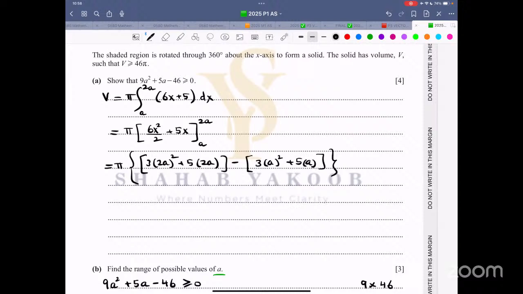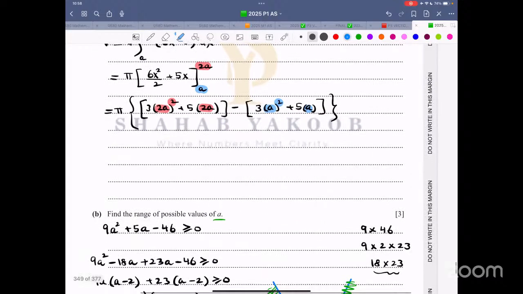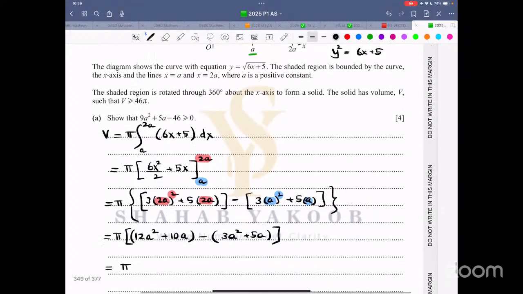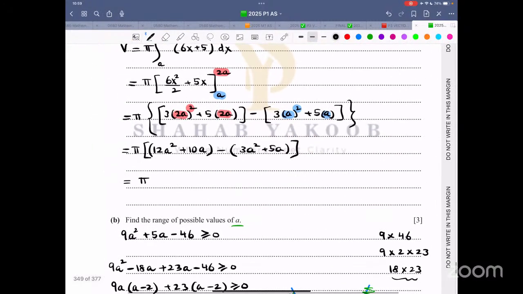Now, in order to keep things on the right track, that is 2a, that is 2a squared, that is simple. 2a, that is a squared, that is a. So now let's simplify, that is pi. And this is 2 squared is 4, 4 into 3, that is 12a squared. And this is 10a, bracket closed, minus this is 3a squared plus 5a. So now this is pi as it is. And 46 pi, the pi will cancel out later. That is 12 minus 3, that is 9a squared. 10 minus 5, that is 5a.